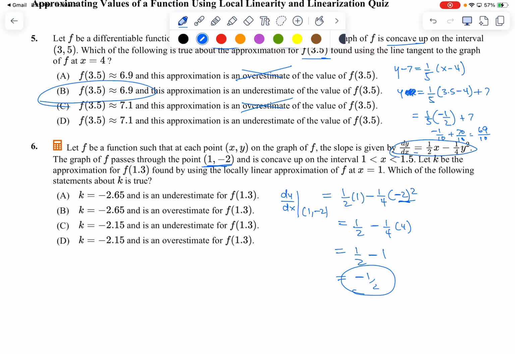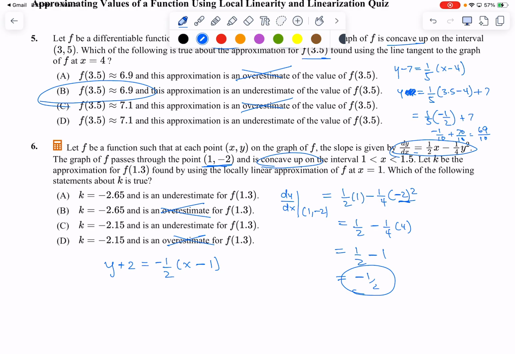It passes through the point (1, -2). So my tangent line equation would be y plus 2 is equal to negative 1/2 times (x minus 1). It's concave up, so what is it going to do if it's concave up? Underestimate, so you can go ahead and get rid of over. And you've got the interval from 1 to 1.5.